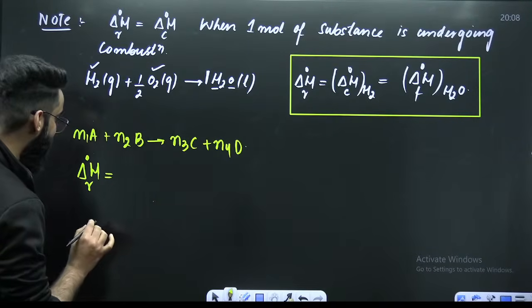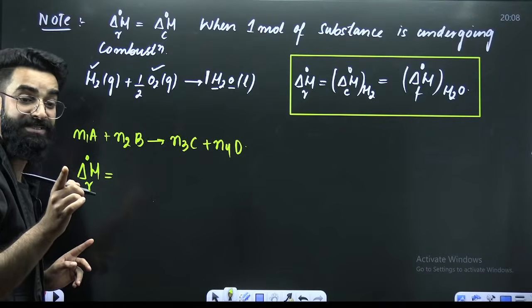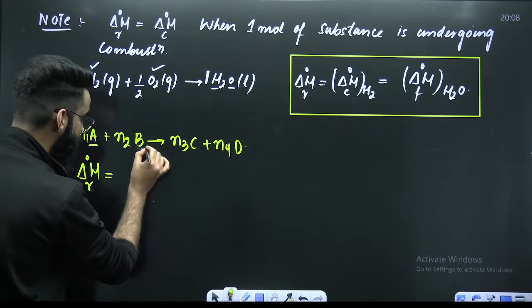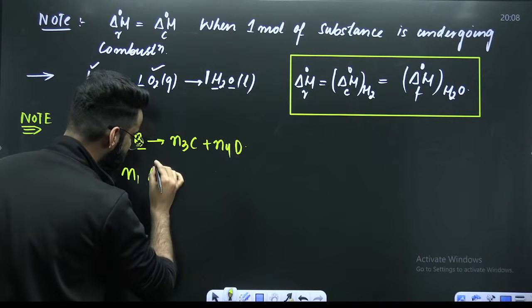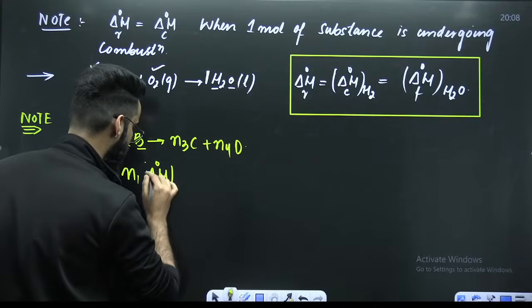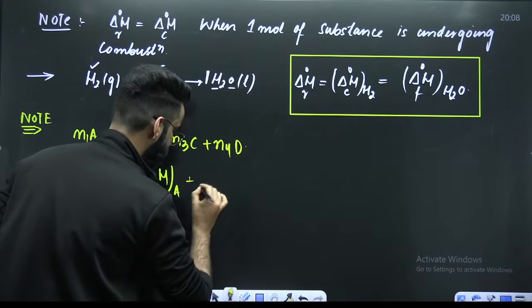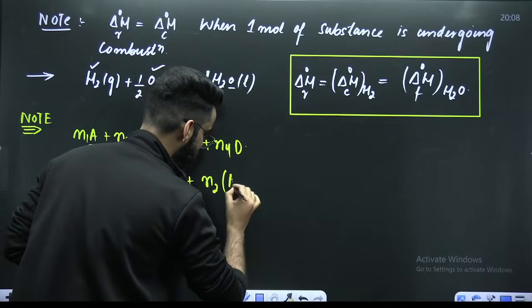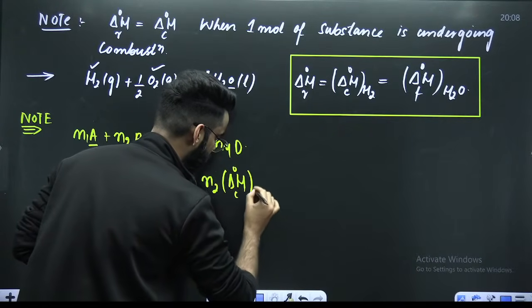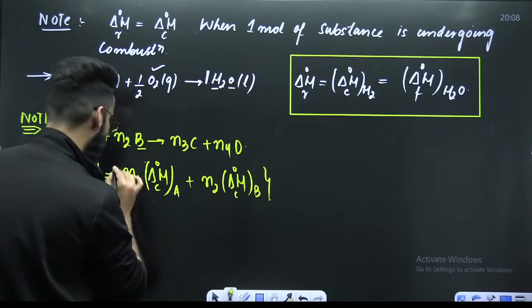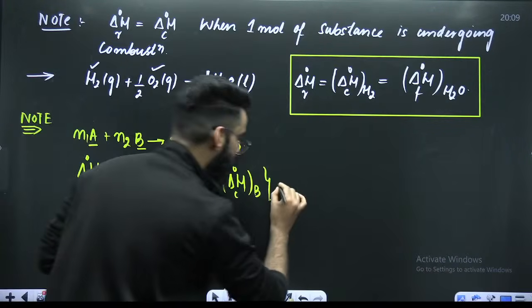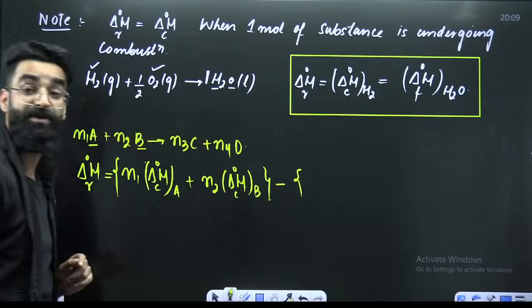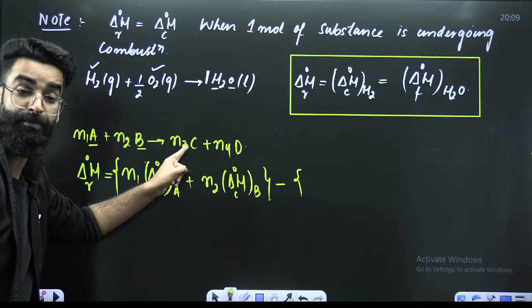How exactly are you going to write it? Here, you are going to start with reactants. This is your reactant, this is your reactant. Stoichiometric coefficient N1. So N1 multiplied by standard enthalpy of combustion of A plus N2 multiplied by standard enthalpy of combustion of B. This is what I am calling the standard enthalpy of combustion of reactants minus standard enthalpy of combustion of products. So start with the product.